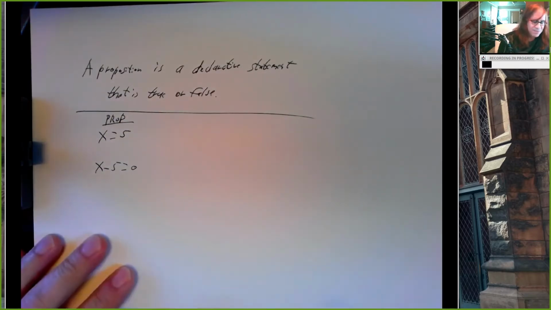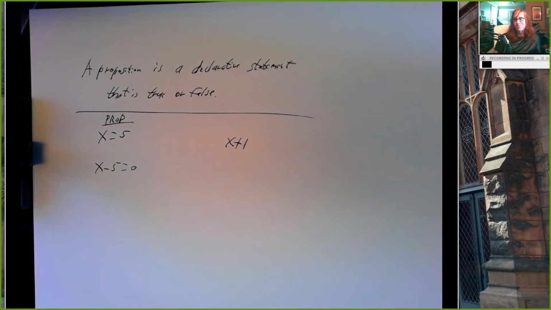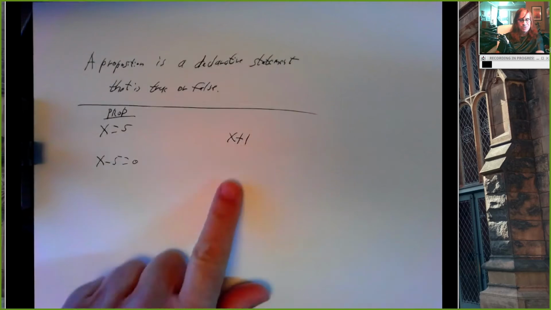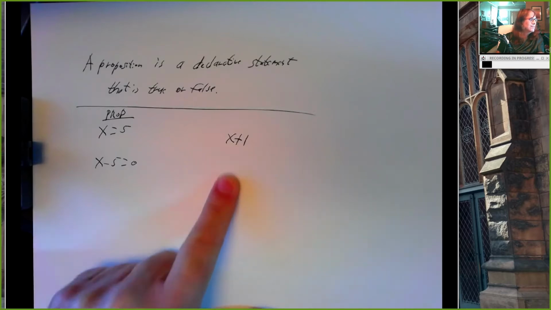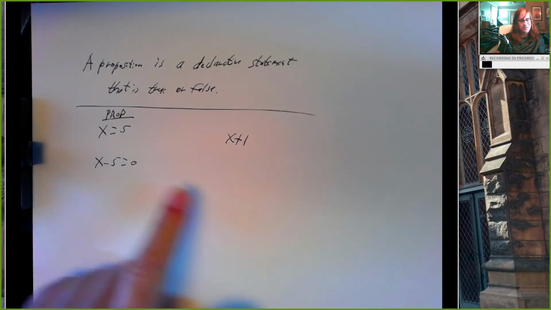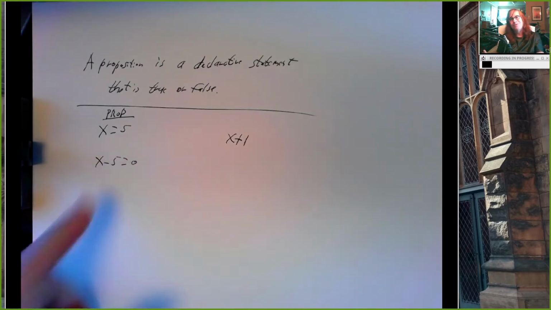Here's something that's not a proposition: x plus 1. This is an arithmetic operation or an algebraic expression. It's not a statement that we can say is true or false. Someone comes up to you and says, "x plus 1?" What are you going to say? But if someone comes up to you and says, "Is x equal to 5?" Well, assuming you know what x is and you know what 5 is, you can say yes or no.